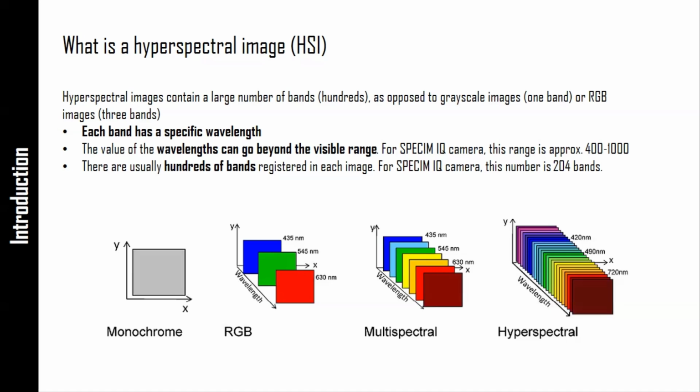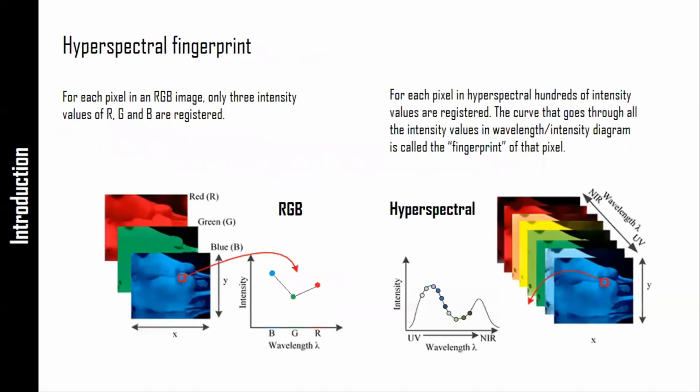We can also say that the wavelengths possible in hyperspectral images go beyond the range of visible light. For the camera that we had, which is a specific IQ camera, it was 400 to 1000 nanometers, and it had 204 bands.